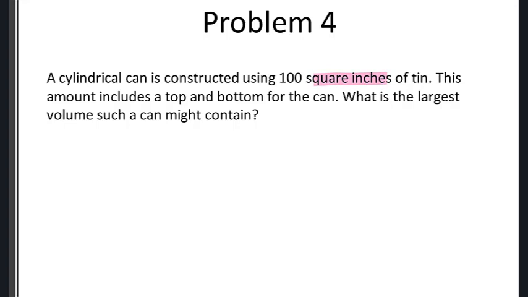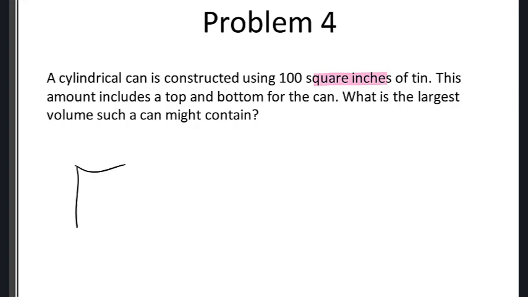All right, cool. This amount includes a top and bottom for the can. Thank God, so the beer doesn't spill. All right. So, what is the largest volume such a can might contain? All right, let's go. Let's try and draw one up.